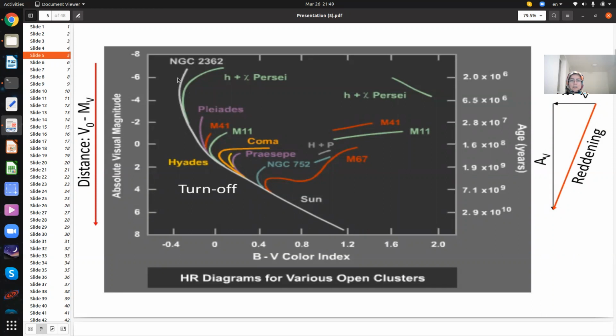Here you see the HR diagram for various open clusters and their isochrones, young star clusters and also old star clusters. The oldest is M67 and the youngest is NGC 2362. You also see the turn-off point, and for these isochrones we can fix the isochrone by reddening, distance, and age first. Then we can go to metallicity.